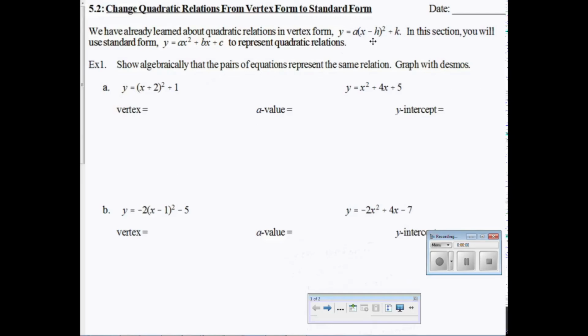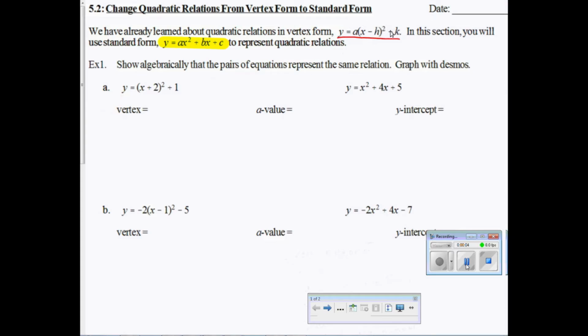Alright, so now we're going to talk about changing quadratic relations from vertex form. Remember, your vertex form looks something like this, right? And in this section, you're going to change it into something that looks like the stuff that I'm going to highlight in yellow, right? So it involves taking this information and knowing what its vertex is.